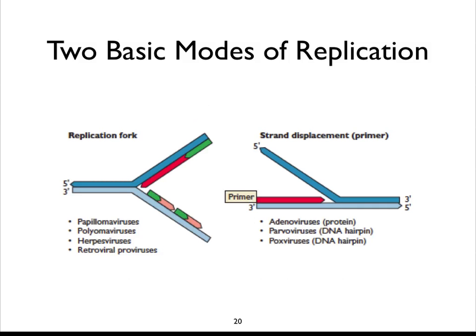So there are two major modes of DNA replication that we'll discuss today. One involves use of replication forks, where both strands are synthesized pretty much simultaneously. And the viruses that use that are listed here: the papillomavirus, the polyomavirus, herpes, retrovirus proviruses. That's when it's actually in the DNA of the host. And strand displacement using primers, such as how adenovirus does it, parvoviruses, or pox viruses. And in this case, one strand gets replicated at a time. The other strand gets displaced, and that one is subsequently replicated.